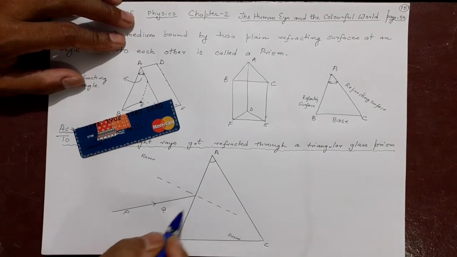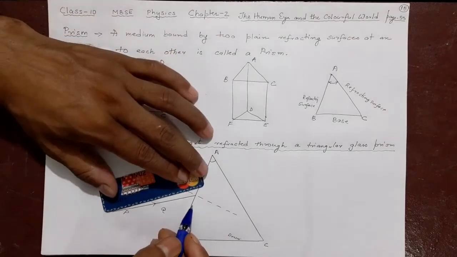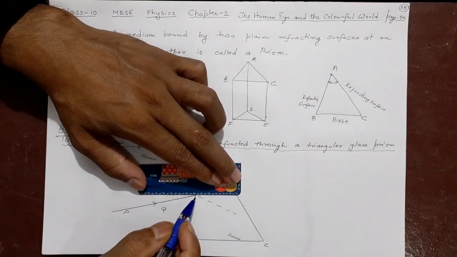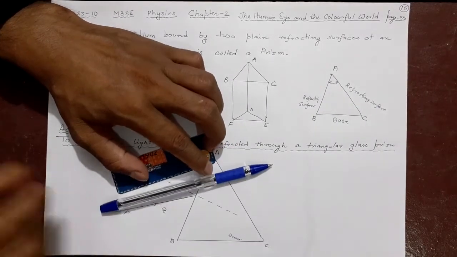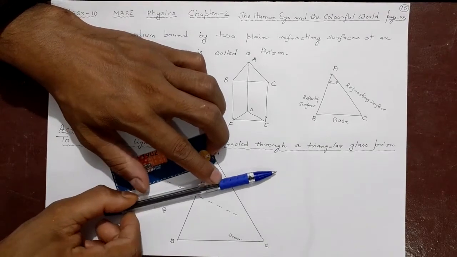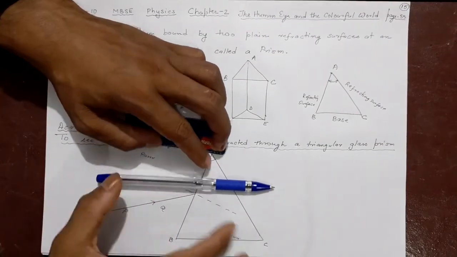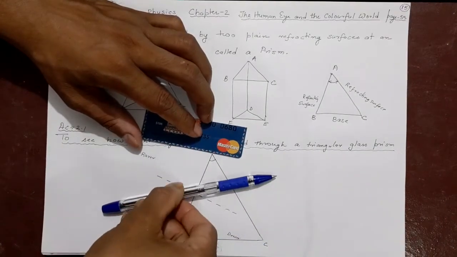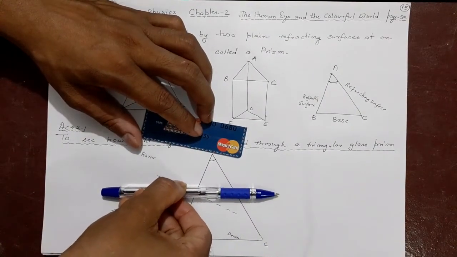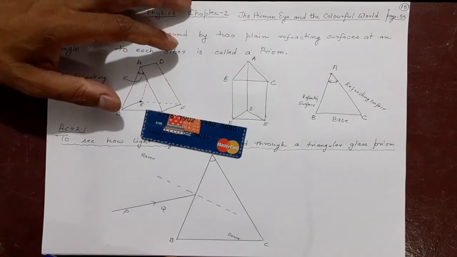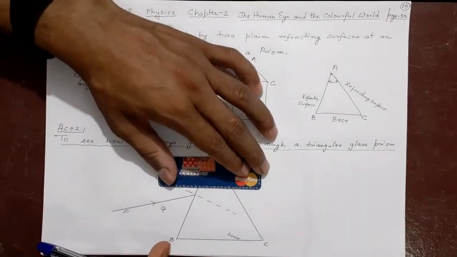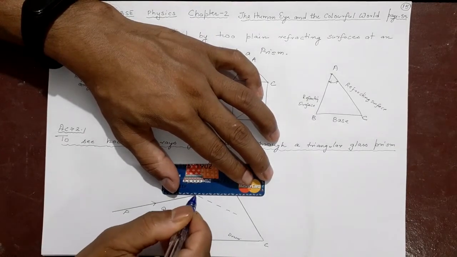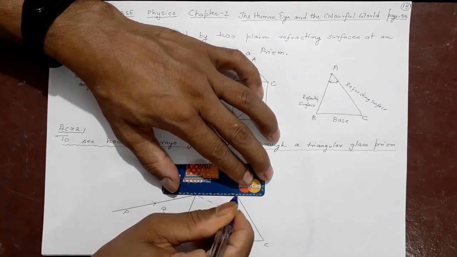Now when light goes from rarer to denser medium, it should bend towards the normal. Towards means that instead of going straight like this, when it enters the glass it will go like this, towards the normal. Where is the normal? The normal is this dotted line. That is the rule of refraction. So now this light will go inside the prism like this.